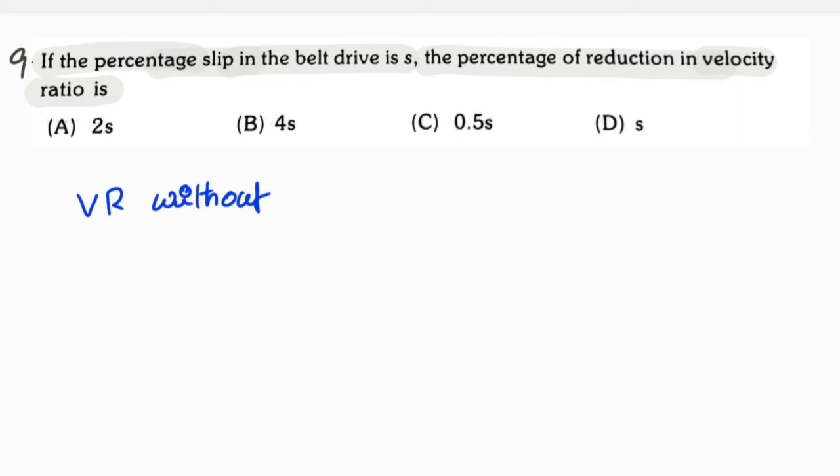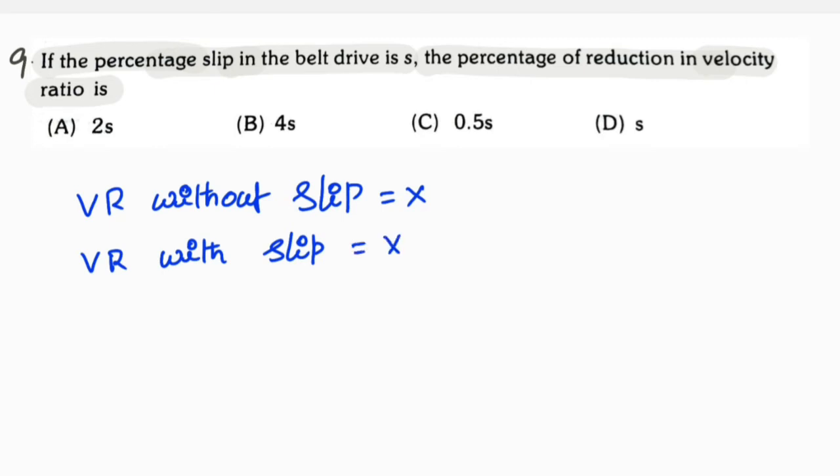Without slip, the velocity ratio is, let it be x. Velocity ratio with slip is x into (1 minus s by 100), where s is the slip.